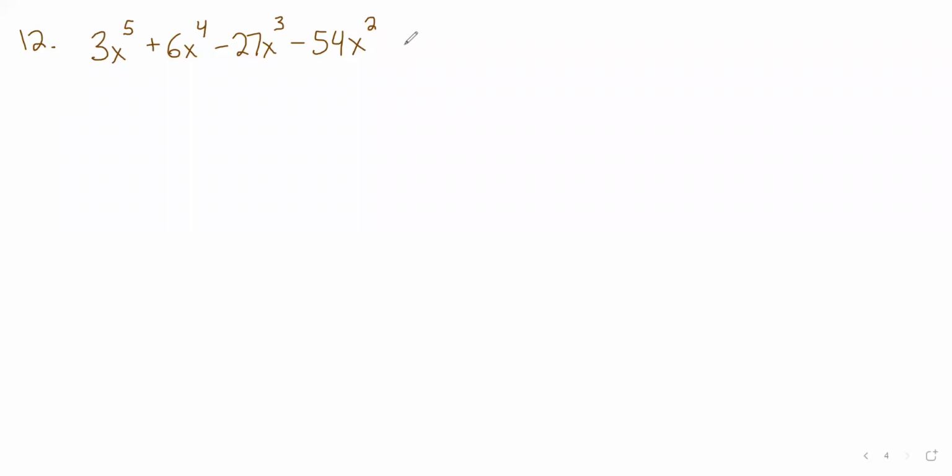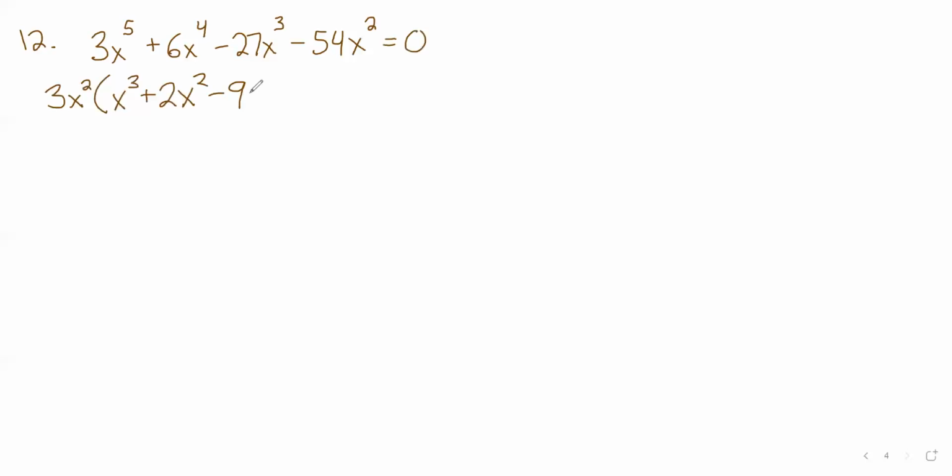For number 12, we know how we always start these. If we're finding zeros, we set the whole thing equal to 0. And first thing, we look for a greatest common factor. If we look at all the numbers, they all have a 3 in common. And if we look at the x's, they all at least have x squared. So we can factor out 3x squared. And we'll write here what remains.